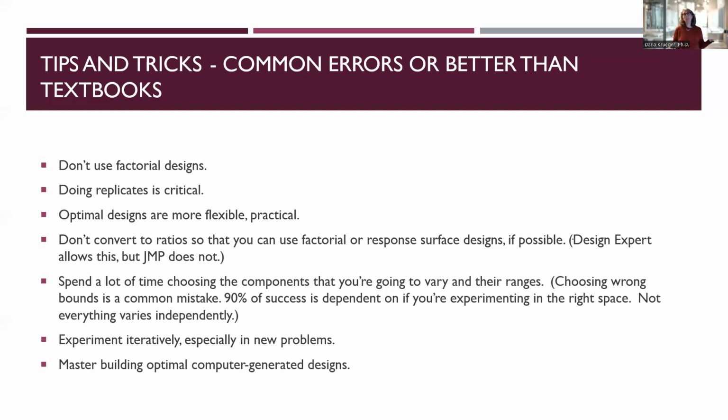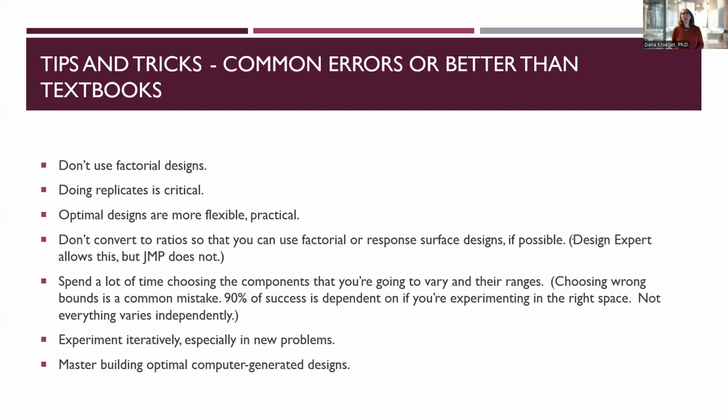It's nicer if we don't have to convert to ratios, but we do have to in JMP. So it depends on your software. If we can work with the actual values, it's going to save us a headache. So if we have access to something like Design Expert, and I'm not sure what other tools might be out there that can offer that type of option, that would be more ideal.